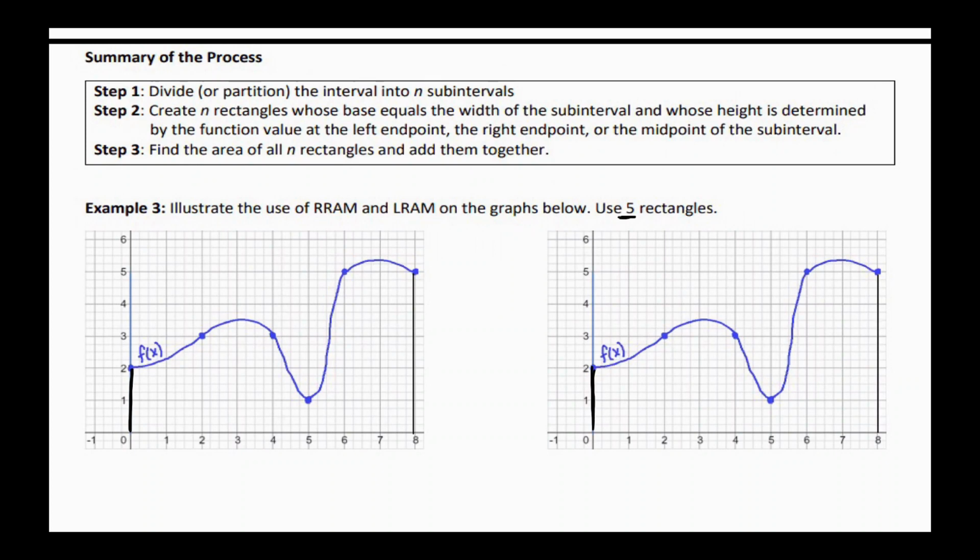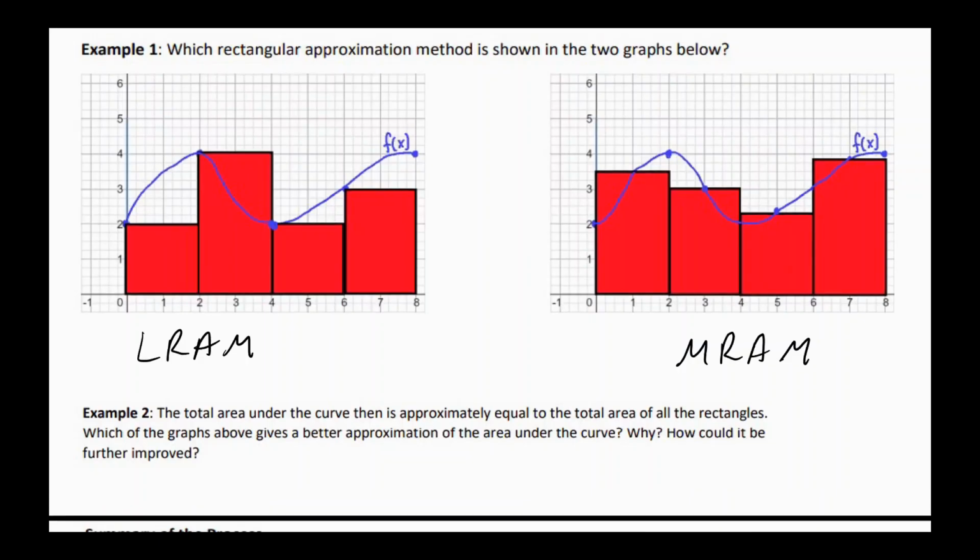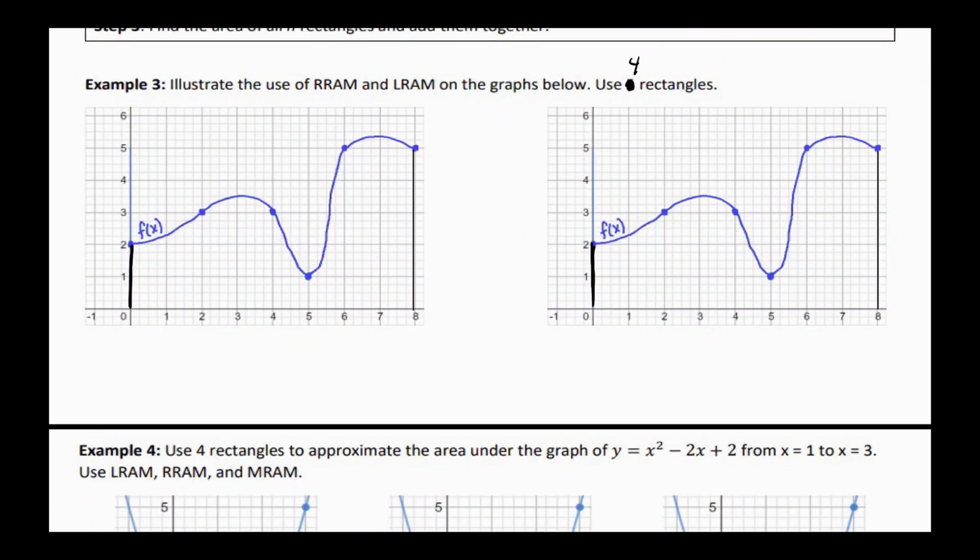So if we go from 0 to 8, actually, you know what? I'm going to make this one a little easier since it's our first one. Change that to 4 rectangles. I'm going to change it just because this is the first one. So I need 4 rectangles, just like the 2 above. The 2 above each had 4 rectangles, right? So how wide is each rectangle going to be? 2 units, right?